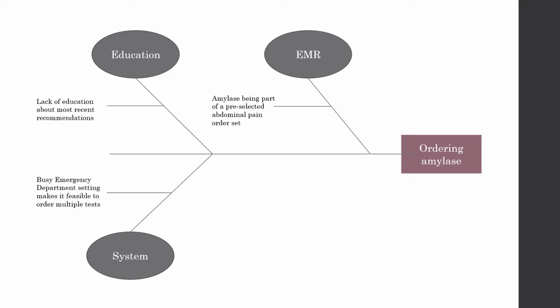So this is the fishbone diagram I mentioned earlier. Our problem was ordering amylase in the ED. Some of the possible culprits in the EMR system were amylase being part of the pre-selected abdominal pain order set. Other possible causes could be education, which we addressed in the first 2 cycles, which includes lack of education about the most recent recommendations and guidelines. Finally, systemic issues, which we think could be the busy emergency department setting, which makes it easier to just order everything and then take a look at the results later.